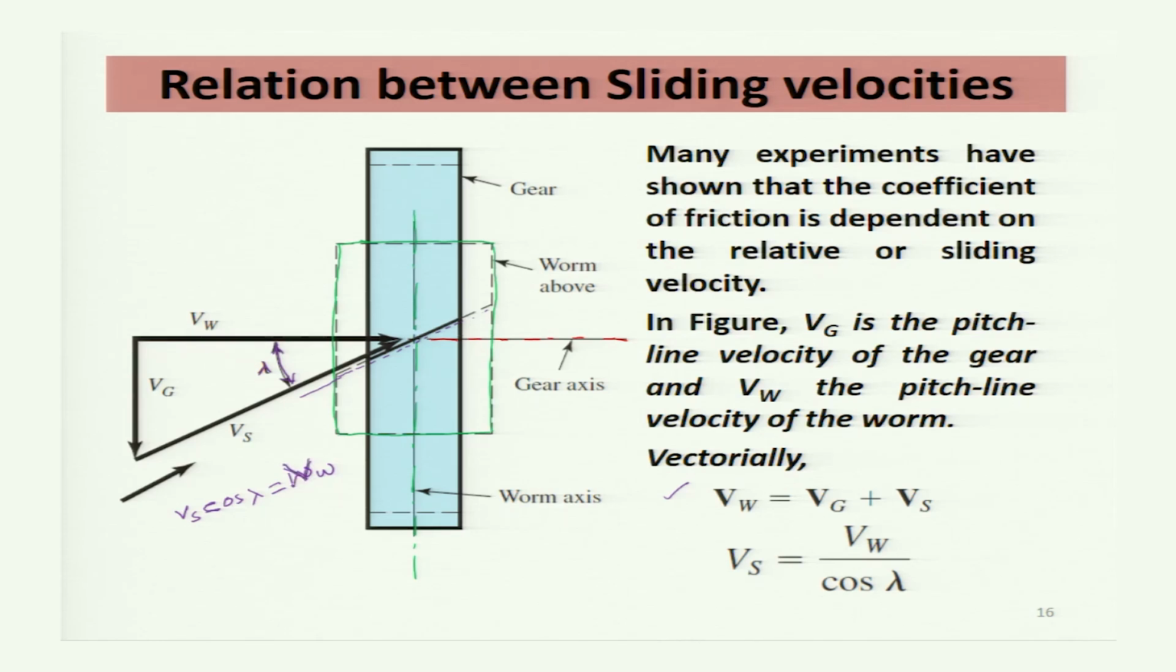So from that we get the sliding velocity in terms of the pitch line velocity of the worm. That is Vs is equal to Vw divided by cos of the lead angle lambda, and Vw we can simply find knowing the pitch diameter of the worm and the rotational speed, meaning the RPM of the worm. Thus we can find Vw, and thus the sliding velocity Vs.